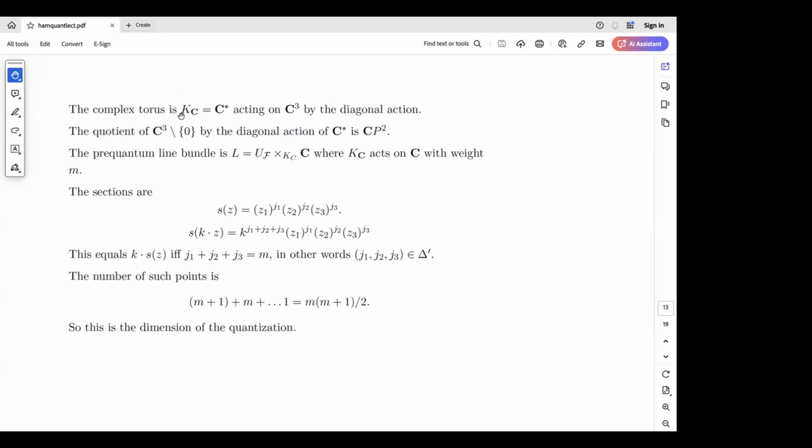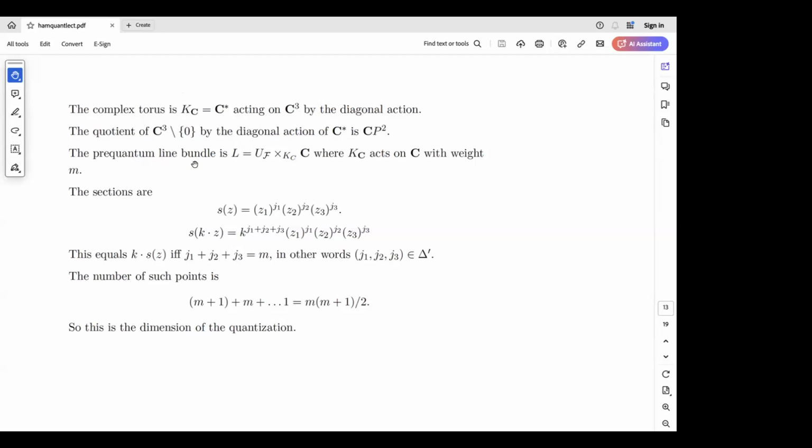The complex torus is K sub C, which is just C star. This acts on C3 via the diagonal action. The quotient of C3 minus 0 by the diagonal action of C star is CP2.